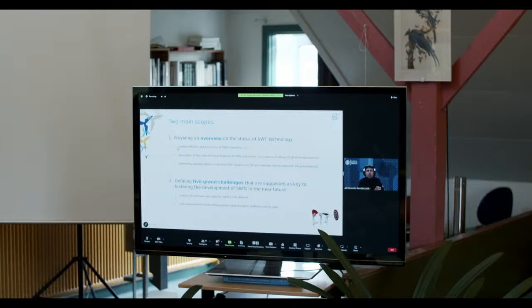The second part was defining, at least from our perspective, 5 grand challenges that we suggest as key to foster the development of small wind turbines in the near future. And please let me repeat that again: we are not saying this is the only solution. Many of you have experience in this field and may have visions which are a little bit different. But the scope of the paper was to restart and stimulate the discussion on the topic, and to try to be as systematic as possible.